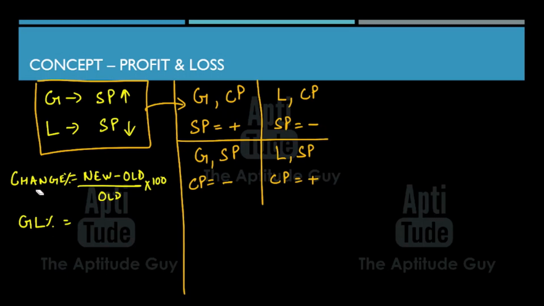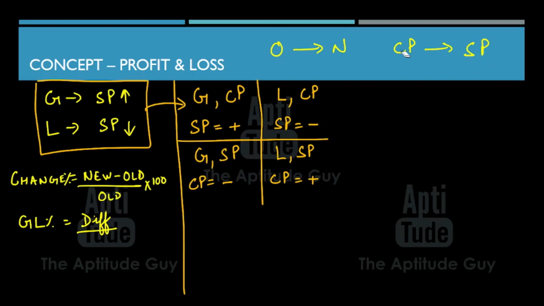What is changing? In change percentage, old value was changing and becoming the new value. In profit and loss percentage, cost price is changing and becoming the selling price. That is all that is happening. So, change percentage and profit and loss percentage is the same thing. Now, what is profit or loss percentage? New minus old, that is nothing but selling price minus cost price. That is nothing but the difference between the two, divided by the old value.